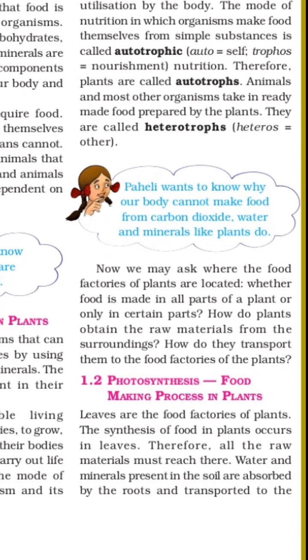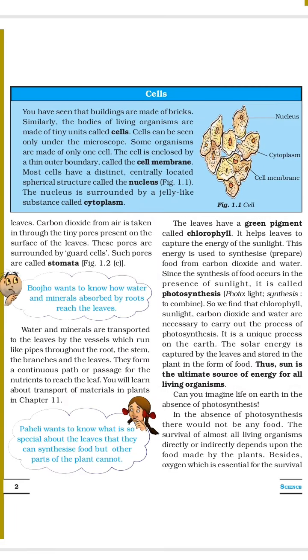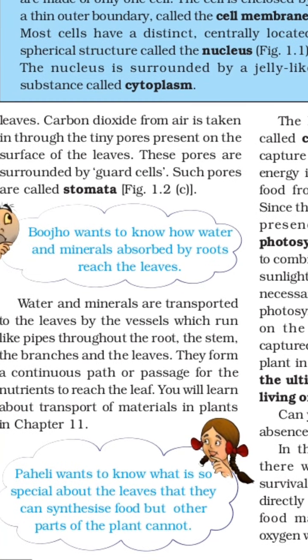Now we will start. Leaves are the food factories of a plant. Keep this line in your mind. The synthesis of food in plants occurs in the leaves. Therefore all the raw materials must reach there. Water and minerals present in the soil are absorbed by the roots and transported to the leaves.